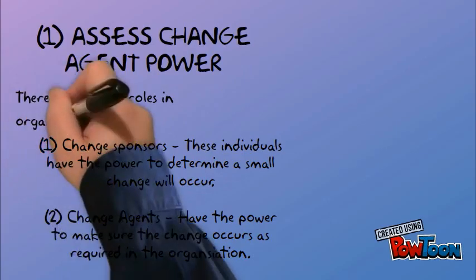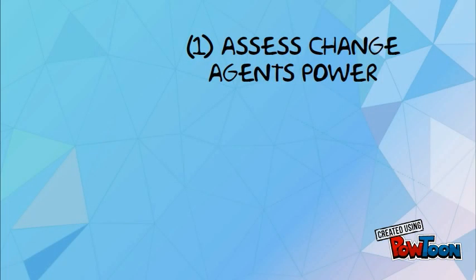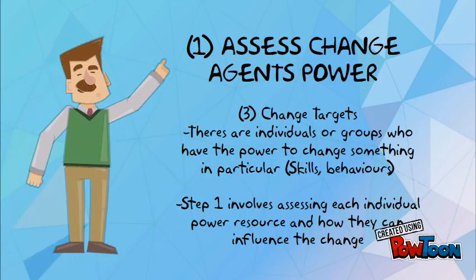Assess change agent power. There are 3 main roles in organizational change. Change sponsors. These individuals have the power to determine a small change will occur. Change agents have the power to make sure the change occurs as required in the organization. Change targets. These are individuals or groups who have the power to change something in particular. Step 1 involves assessing each individual power resource and how they can influence the change.